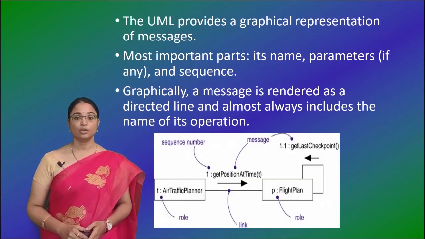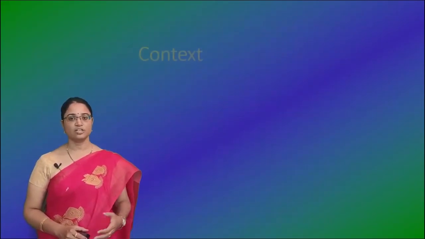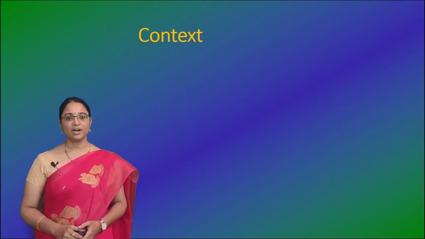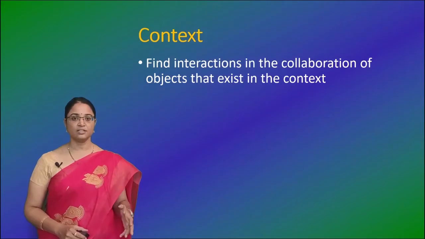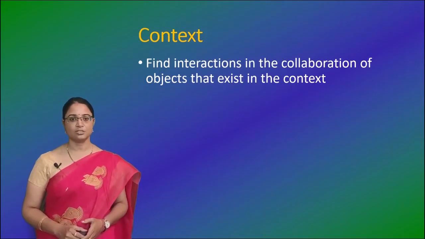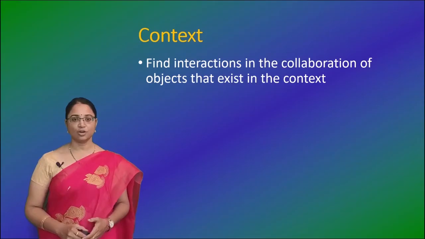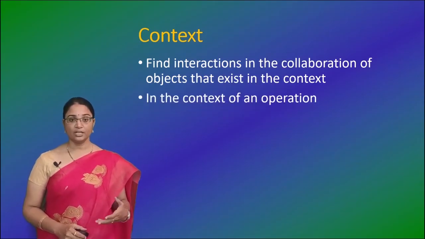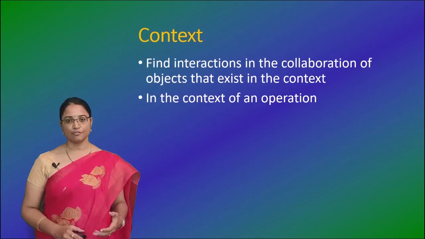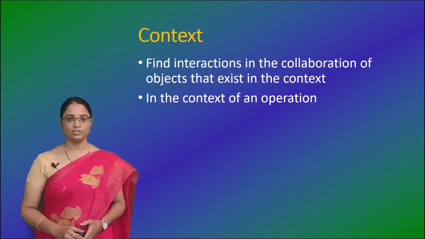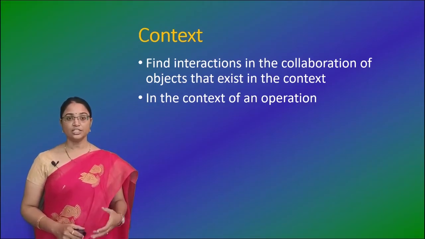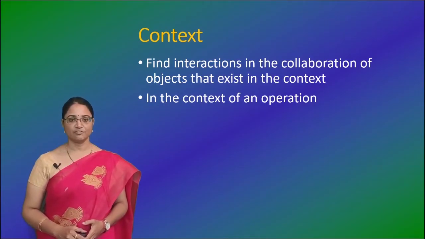So next, coming to the context. In which scenarios can we use these interactions? You may find an interaction whenever objects are linked to one another. You will find interactions in the collaboration of objects that exist in the context of your system or subsystem. You will also find interactions in the context of an operation. Finally, you will find interactions in the context of a class. So an interaction may also be found in the representation of a component, node, or use case, each of which is really a kind of UML classifier.